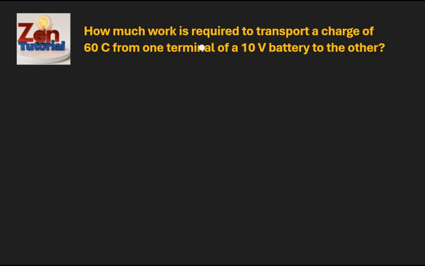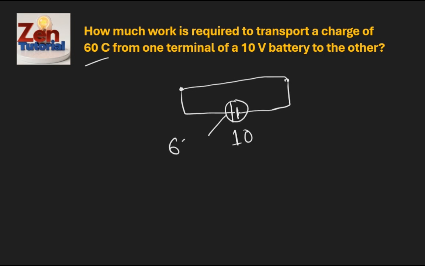How much work done is required to transport a charge of 60 coulomb on a terminal? So this is a terminal actually, and within a terminal, let's say here is the voltage, it is 10 volt, and of course this is a closed loop. And if this battery has a charge of 60 coulomb, indeed, what is the work done?